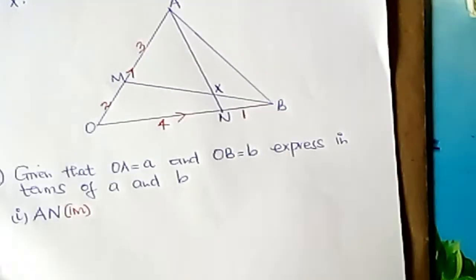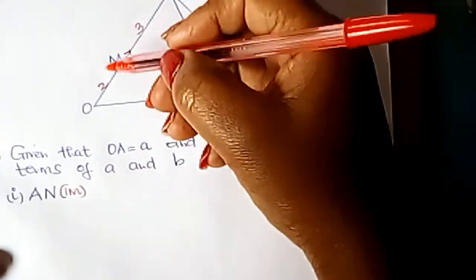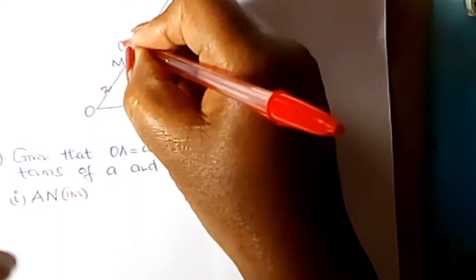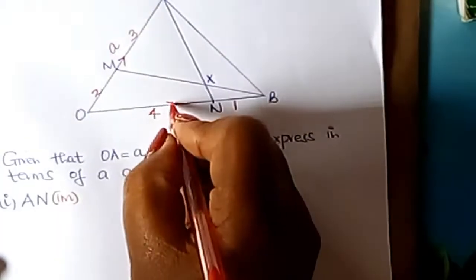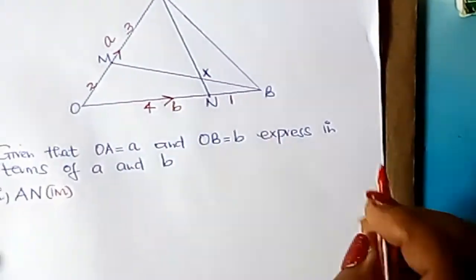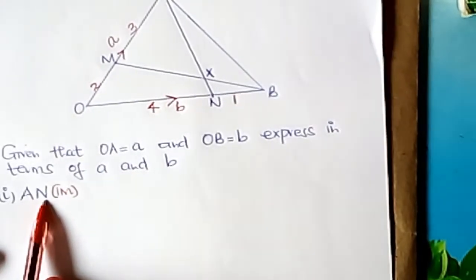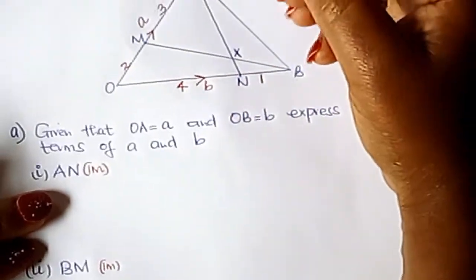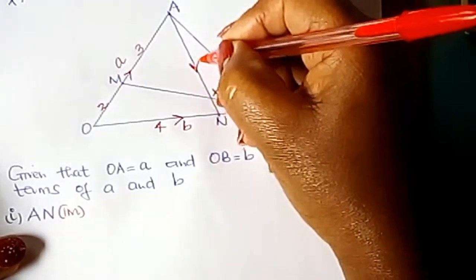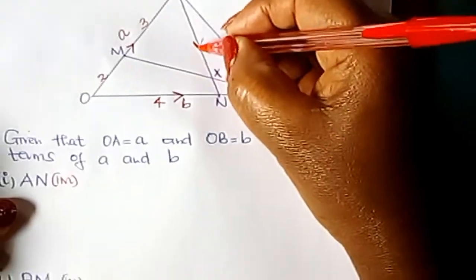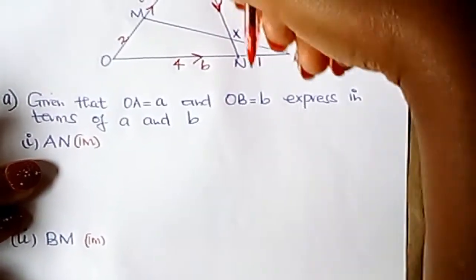We go to the question, part A. Given that OA is small a, this vector OA is small a, come and fix it there, and OB, this vector OB here, is small b, express in terms of a and b, learner, vector AN. Where is vector AN? Vector AN, learner, is this one here. You can even fix the arrow like that. The arrow should be facing N, or towards N.